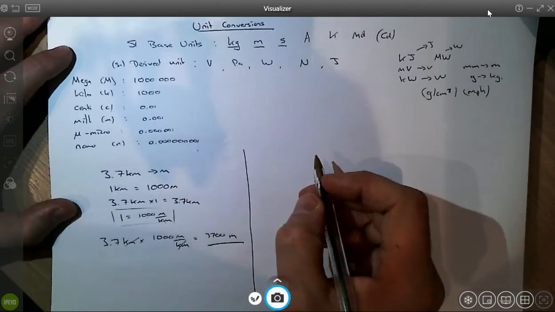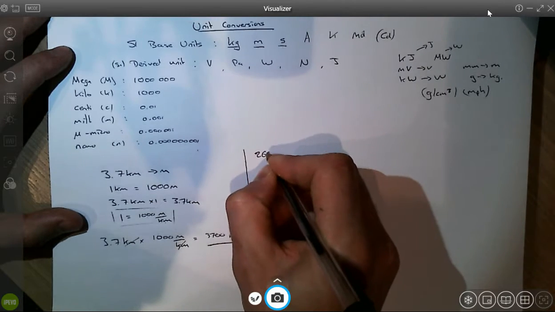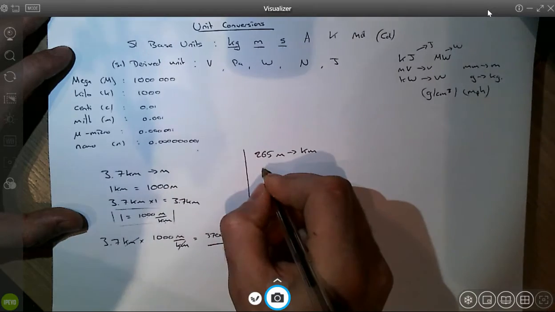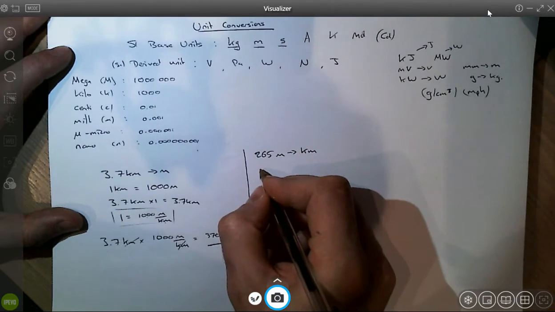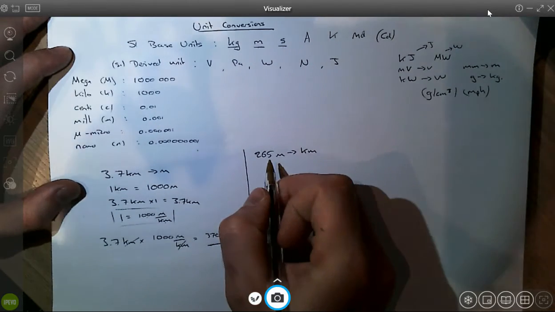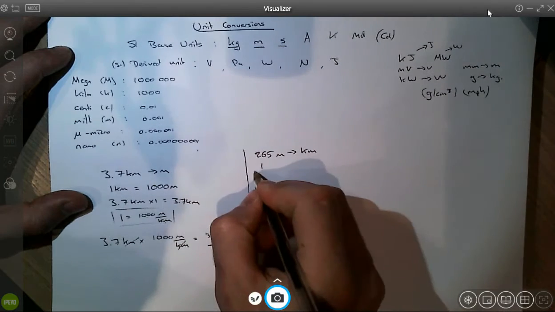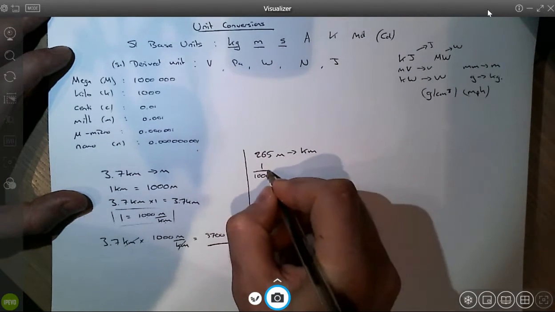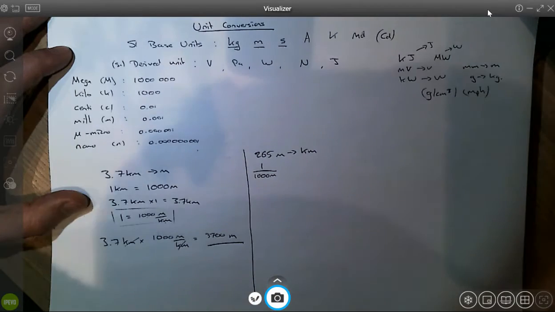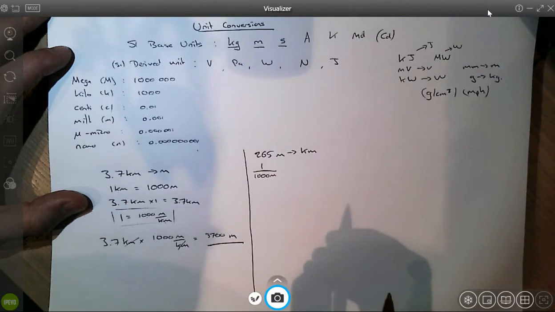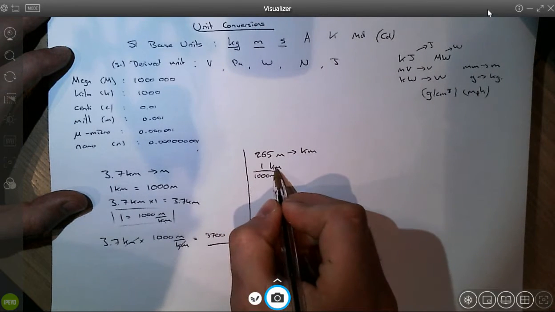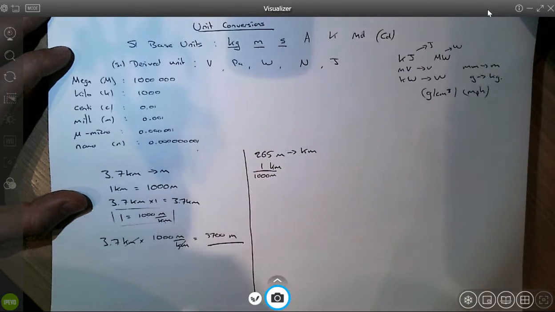So let's look at another example. So let's go the other way. Let's say 265 meters into kilometers. So again, we're going to write down our conversion factor. Now we're going the other way this time. So we need to say there's 1,000th of a kilometer in a meter. So 1,000th kilometers for every meter.